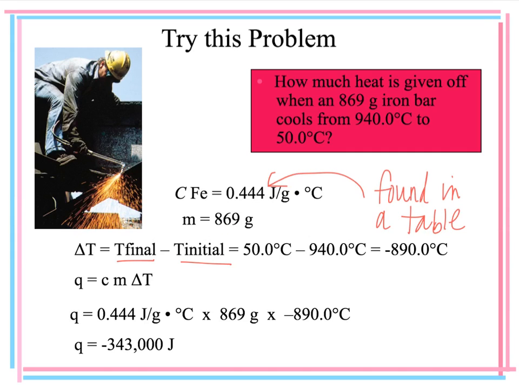And then T final minus T initial for our delta T. Our final temperature was 50, so we subtract 940 and we get a delta T of negative 890 degrees Celsius. So now we simply plug everything in. Here we have our C value, our mass value, and our delta T value. Then it's just a simple multiplication problem, and we multiply it, and we get our final answer of negative 343,000 joules, based on our significant figures of needing three.